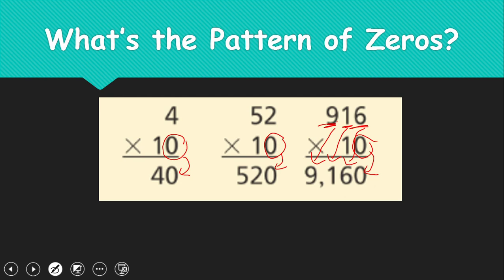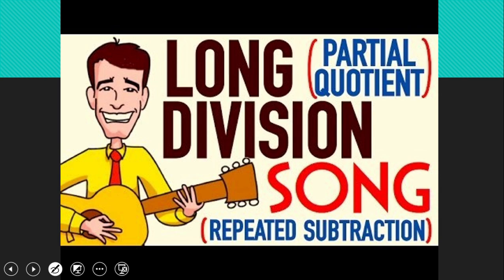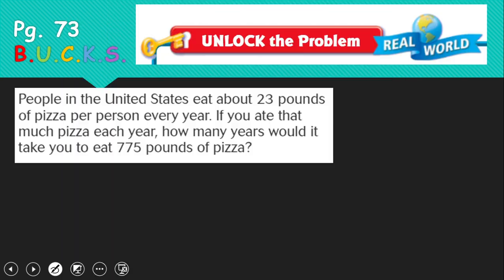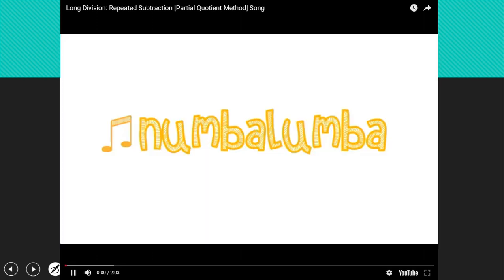and then we have that placeholder 0. All right, so that's the rule that you could basically use to do mental math with a number and 10: basically adding that 0. So anytime you're multiplying by 10, you will be able to know that that additional 0 is being added. All right, so here's a little video for you all to show long division using partial quotients.